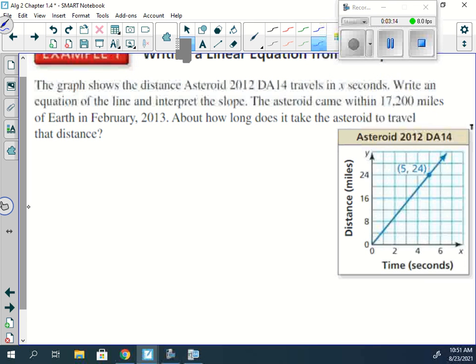Did they give us the y-intercept on the graph? What is the y-intercept? The y-intercept is where it crosses the y-axis, our value for b. Did they give that to us here on the graph? Well, they did. What would that value be? It'd be 0. It crosses the y-axis at 0, 0, and the value of y at the y-axis is 0.